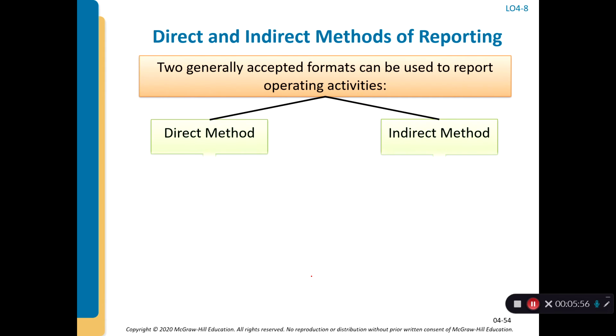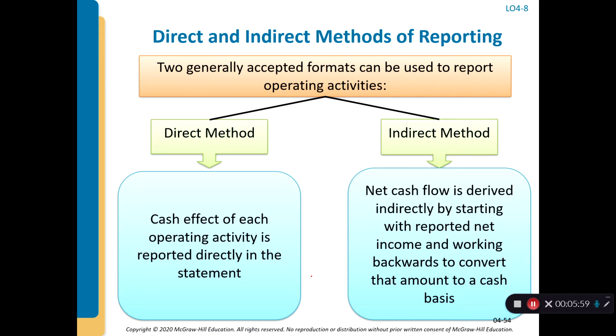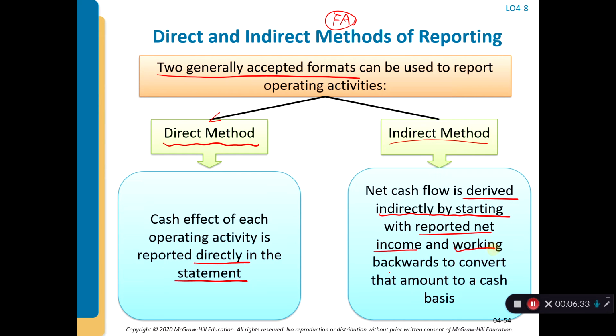Okay, and then let's look at how we prepare cash flow statements. There are two generally accepted formats that can be used. First, we call it the direct method, and this should be covered in the financial accounting class. Another one is called the indirect method, right? In the direct method, the cash effects of each operating activity are reported directly in the statement. In the indirect method, the net cash flow is derived indirectly by starting with the reported net income and working backwards, converting that amount to a cash basis.